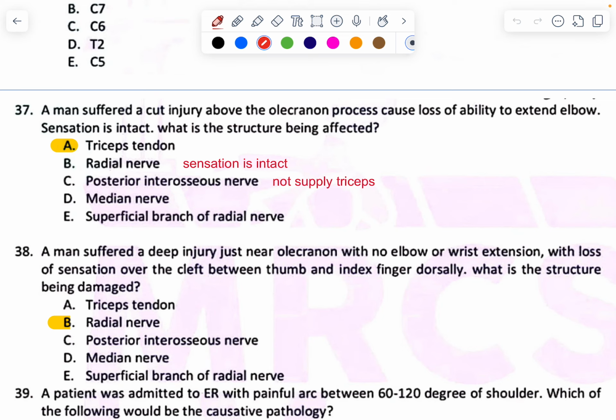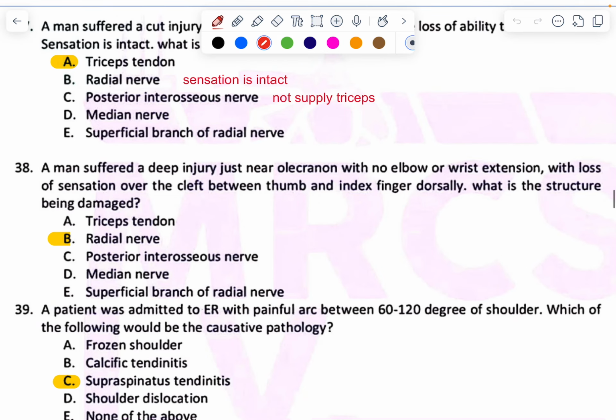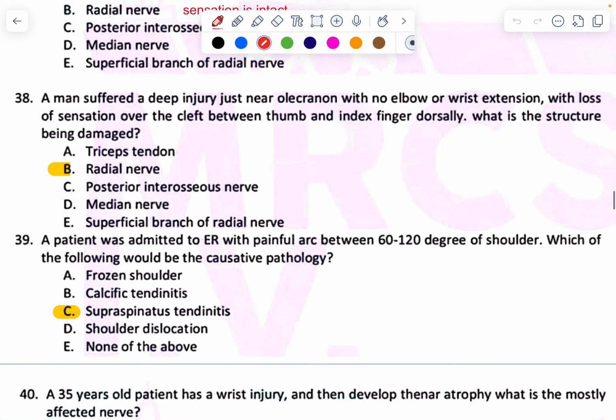So here is either trapezius muscle, that is a lifting up, but subacromial bursitis or rotator cuff. So supraspinatus tendinitis. A 35-year-old patient has a wrist injury and developed thenar hypertrophy. So recurrent branch of the median nerve.